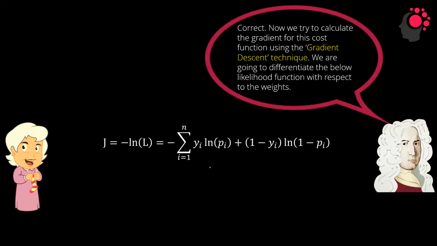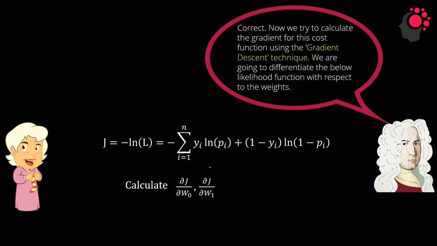And we are now going to calculate the gradient for this cost function using the gradient descent technique. We're going to differentiate the likelihood function with respect to the weights. We are going to calculate dou J, which is minus ln of L, by dou w naught, the equation, if you remember, minus 6.7 plus 0.012 into GMAT score. How did we get minus 6.7 and 0.012? Then we're going to differentiate the cost function with respect to weights W0 and W1, so dou J by dou W0 and dou J by dou W1.